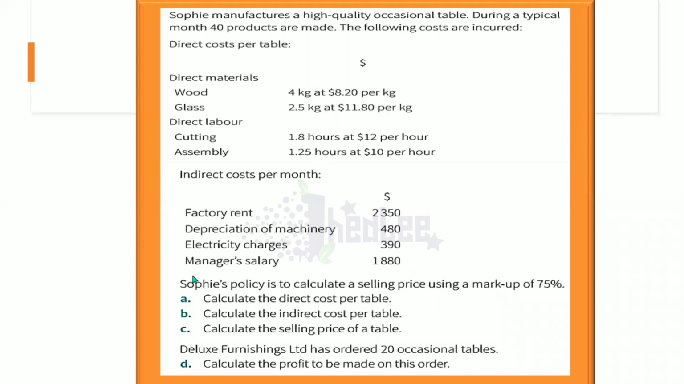So let's look at the response to this. Remember, you're to bear in mind that Sophie's policy is to calculate a selling price using a markup of 75%. So the first that we need to calculate is the direct cost per table. And remember, we are provided with that information. We have direct material for wood, glass, direct labor, cutting and assembly. Let's look at our response.